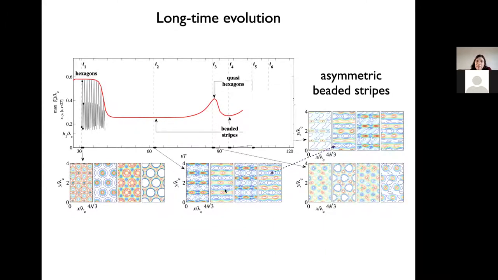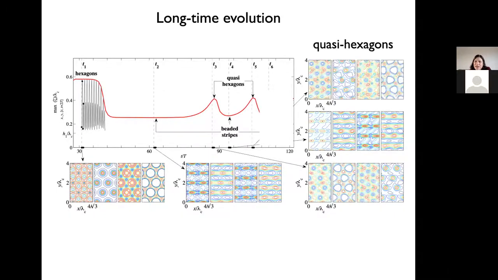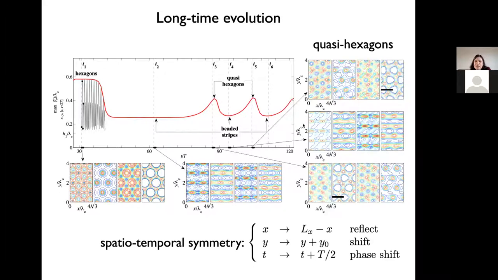And then, it wasn't finished, it went back to beaded stripes, but not exactly the same. They're slightly different. You can see that this is the same as this, but it's quite different from this, which is thinner. So we had the quasi-hexagons here, we had the beaded stripes here, we then go back to quasi-hexagons here. And what we see about the symmetry now is that there's a spatio-temporal symmetry.